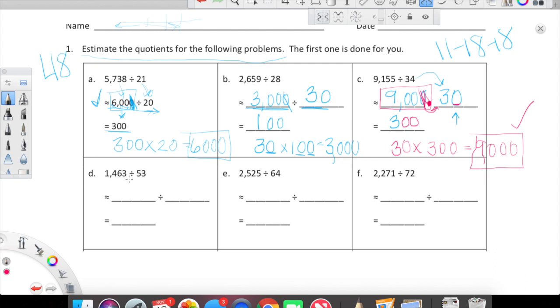Okay, guys, let's look at another one here. We have 1,463 divided by 53. I want to round that to 50. Hold on. Which one was it?